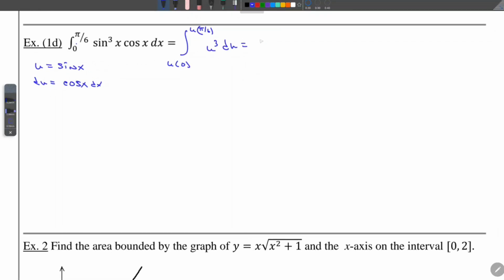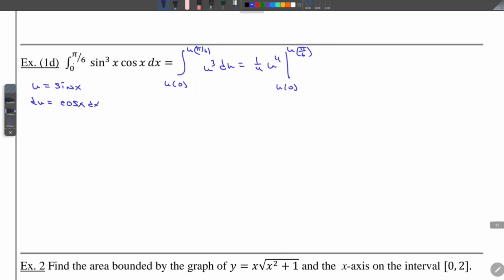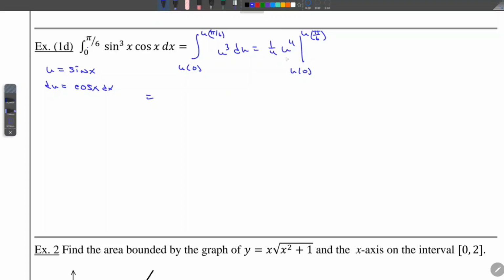So when we integrate u cubed du, we get 1/4 u to the 4th, and it's a definite integral. So we're just going to bring our limits of integration. This becomes u of 0 and u of pi over 6. Now I said we're going to go back to our x values, so we're going to undo that u substitution. So we end up with 1/4, and this is going to be sine, don't forget your fourth, sine to the 4th x, and we're integrating this. Now we're going to drop the u notation because our whole integral is now in terms of x's. So we're going to integrate from 0 to pi over 6.